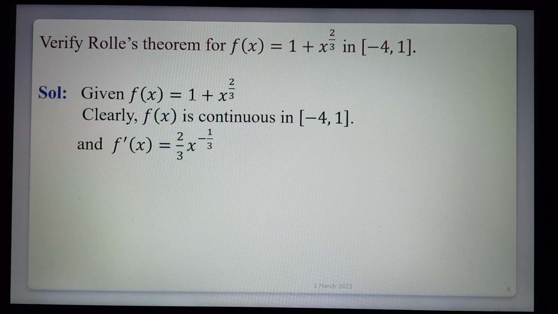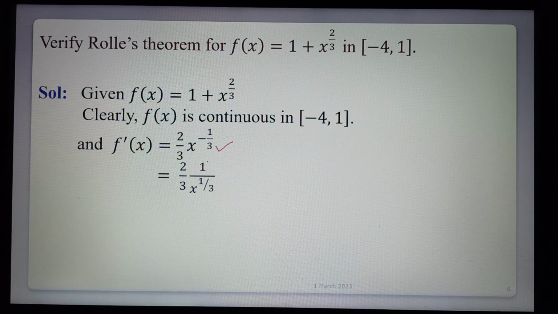So derivative of 1 is 0 plus derivative of x power 2 by 3, which is 2 by 3 into x power minus 1 by 3. So x power minus 1 by 3 can be written in the denominator: 2 by 3 into 1 by x power 1 by 3. Observing here 1 by x power 1 by 3, this exists everywhere except at 0. But 0 must be in the given interval. So therefore f dash of x does not exist at x equal to 0.